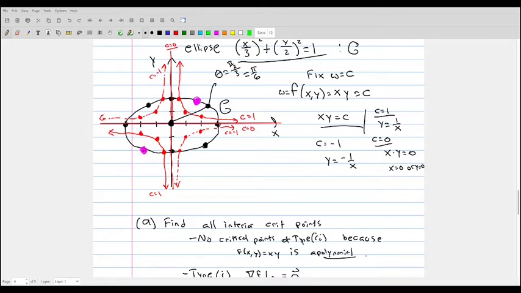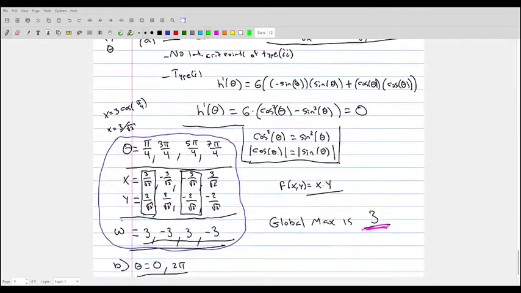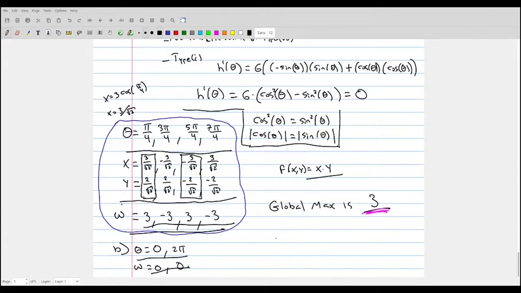And I'll color in light green the global min of the function. It occurs here and here, where the function hits a value of negative 3. The value of negative 3 occurs at this point right here, and this point right here. And there you have it.